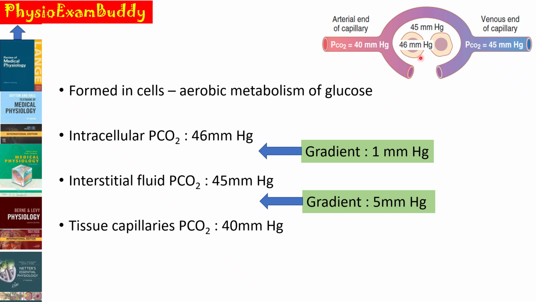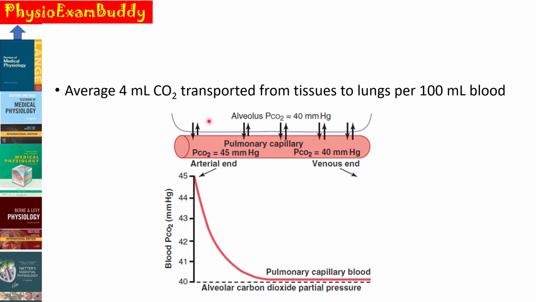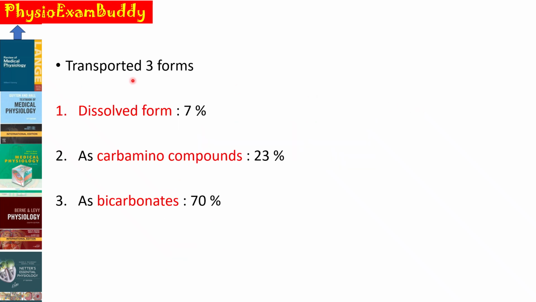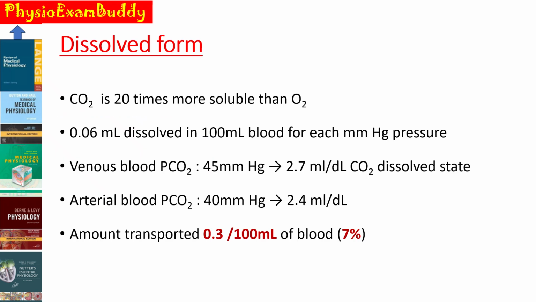And from the interstitial fluid, the carbon dioxide diffuses into the blood flowing in the tissue capillaries having a PCO2 of 40 millimeters of mercury, down a gradient of 5 millimeters of mercury. On average, 4 ml of carbon dioxide will be transported from the tissues to the lungs per 100 ml of blood. Carbon dioxide is transported in three forms. The first one is the dissolved form. Around 7% is transported in the dissolved form, 23% as carbamino compounds, and 70% as bicarbonate.